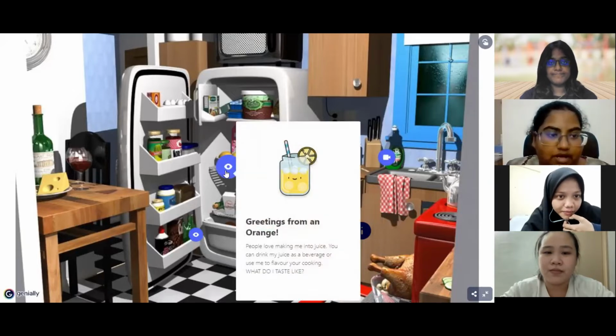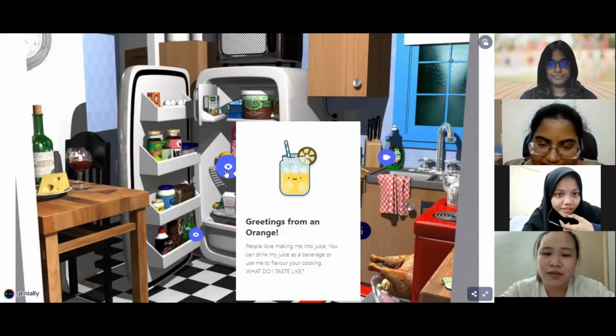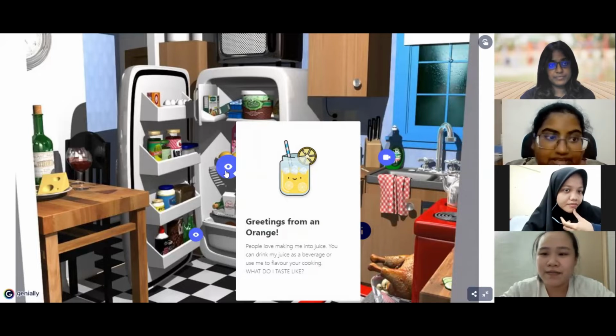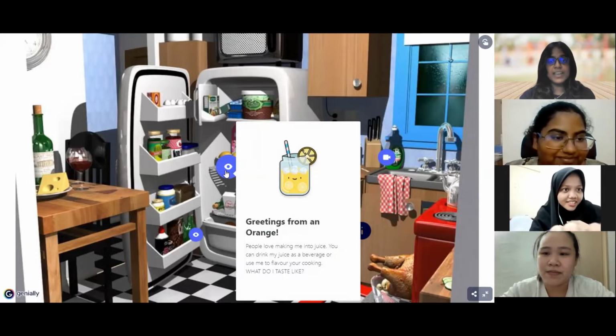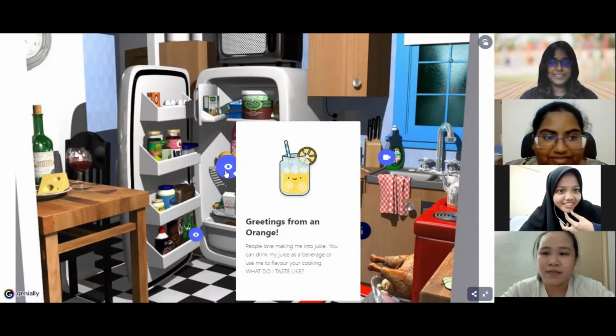Yen, would you like to read this one? Greetings from an orange. People love making me into juice. You can drink my juice as a beverage or use me to flavor your cooking. What do I taste like? Thank you, Yen. Would anybody like to answer this one? Do I taste sour, teacher? That is correct. Very good.